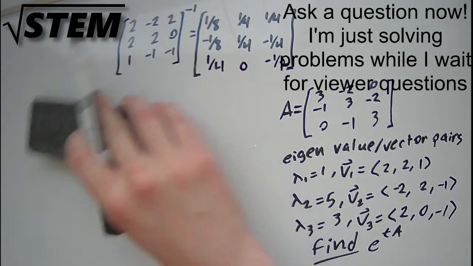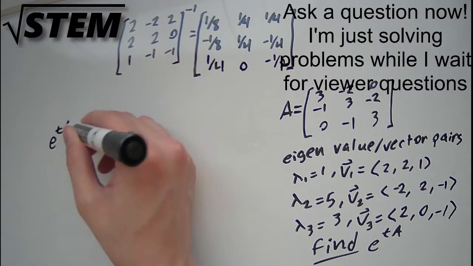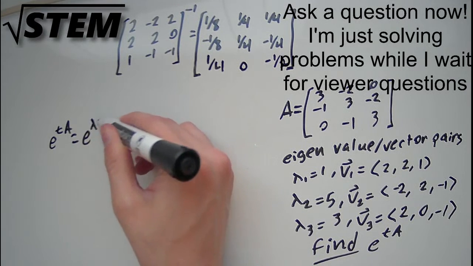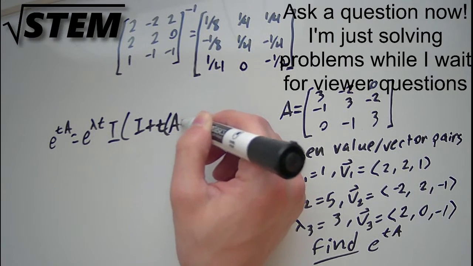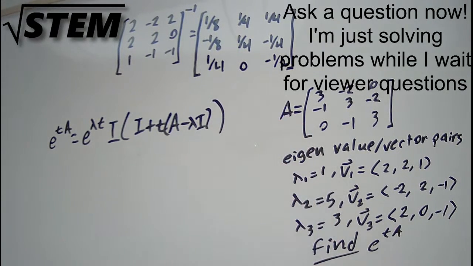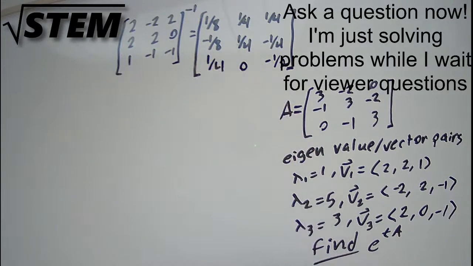Our formulas that we were using before, where we had e to the tA is e to the lambda t I plus t A minus lambda I. Well, for one thing, that was only for a matrix with repeated eigenvalues, but also I'm pretty sure this is only for 2x2 matrices. So we're actually going to use a different way of computing e to the tA, using something called fundamental matrices.